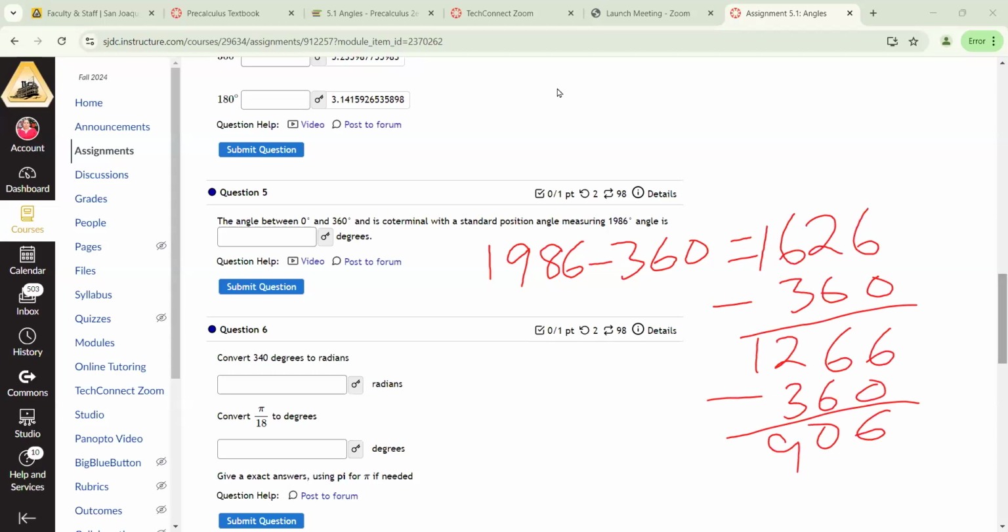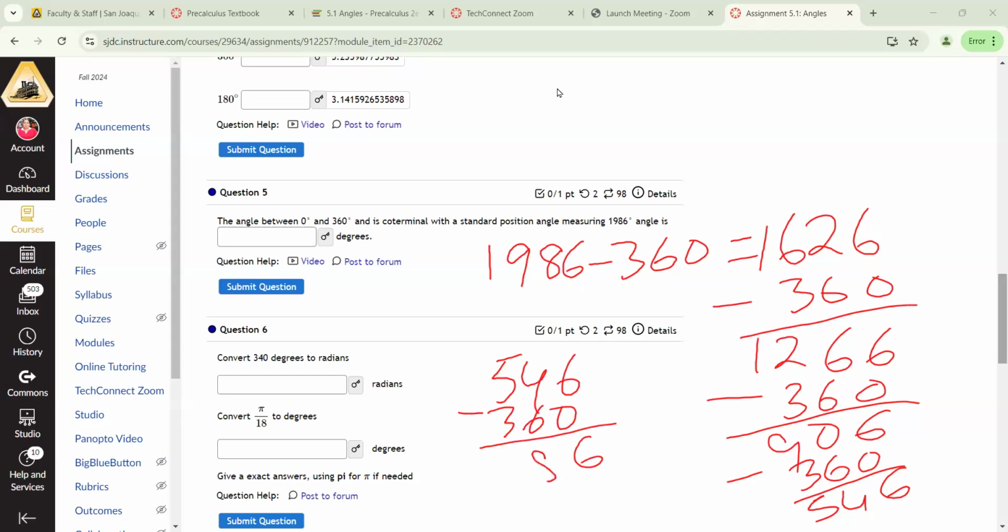Subtract 360 again, you will get 906. Subtract 360 again, you get 546. And then from 546, you subtract 360 one more time. And that's 186. So that 186 will be the answer right here for the degrees, for question number 5.